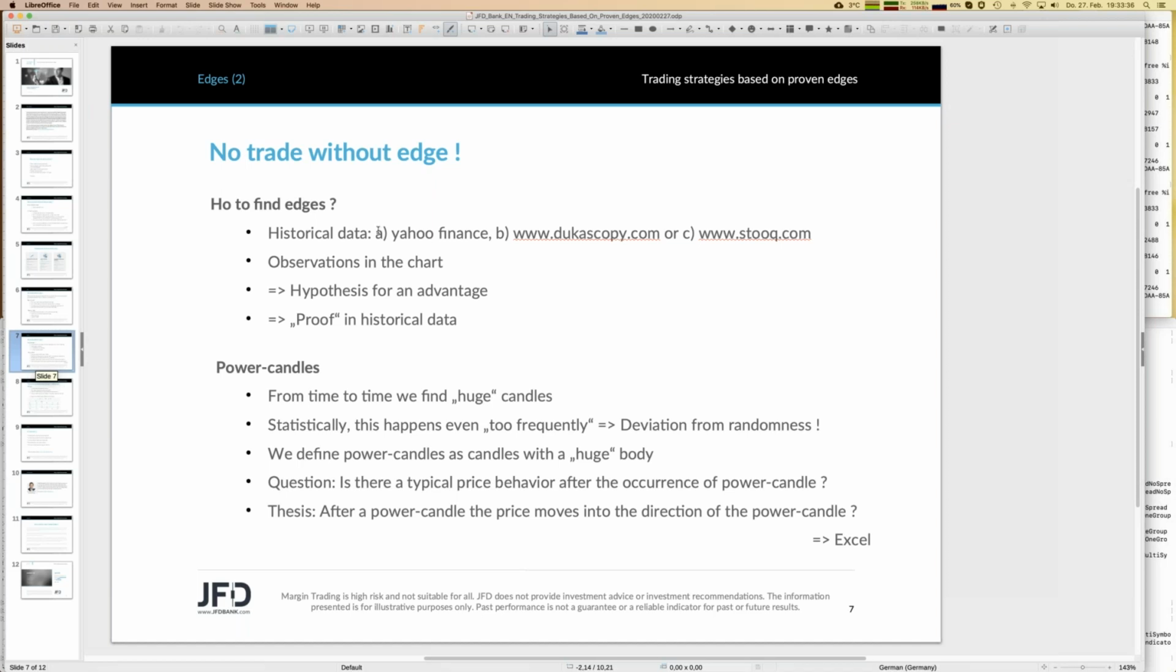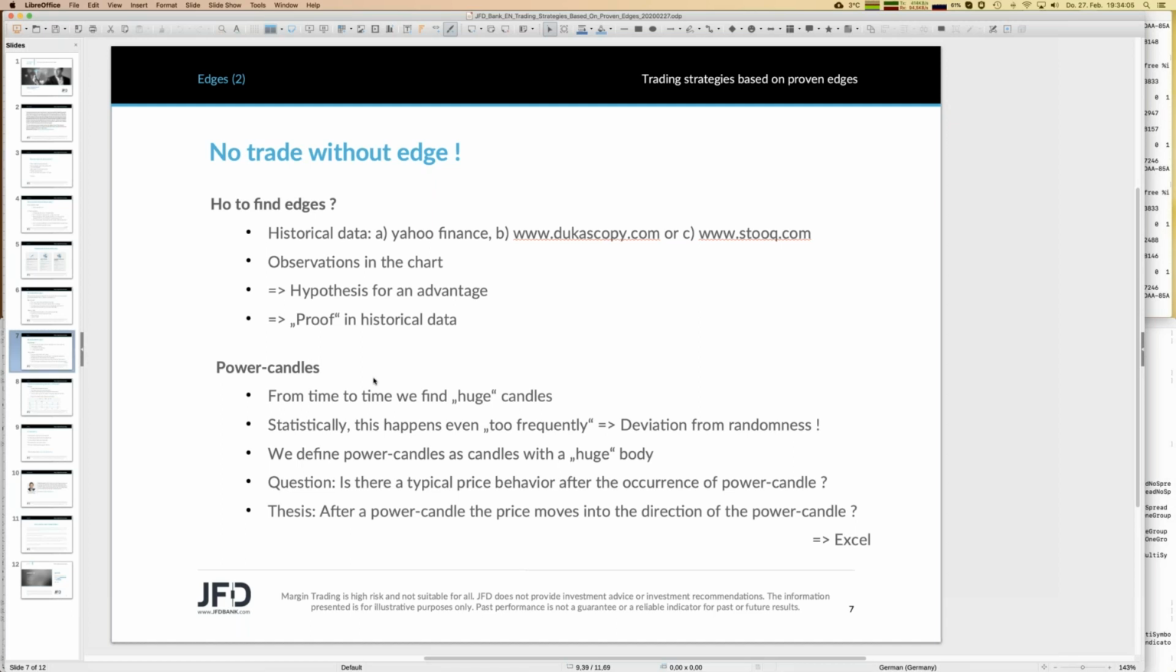Just so that you know where to find historical data, three sources: Yahoo Finance, Dukascopy, and Stooq, and that is not a spelling error. No, it's written like that. And then you can download historical price data. The first and the last one only for D1 daily data, but for Dukascopy you can download even smaller time frames as well. So let's now move to power candles.